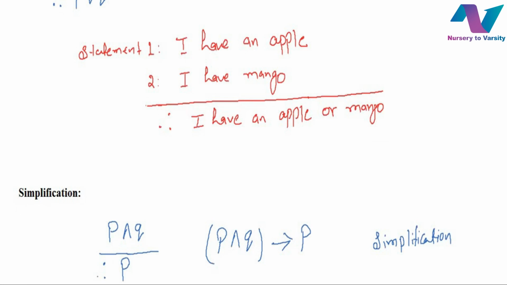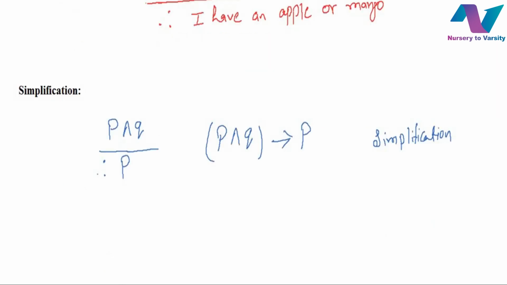Now simplification. In simplification, we can say that if P and Q is true, then we can conclude that P is true, and even Q will also be true. So this is all about the rules of inference we are going to use in artificial intelligence, and with examples we have tried to solve all the inference rules for better understanding.